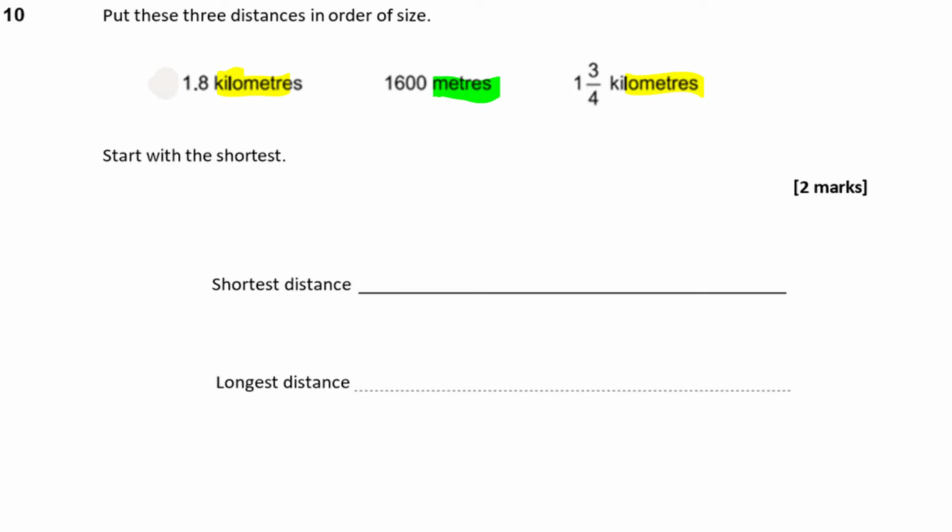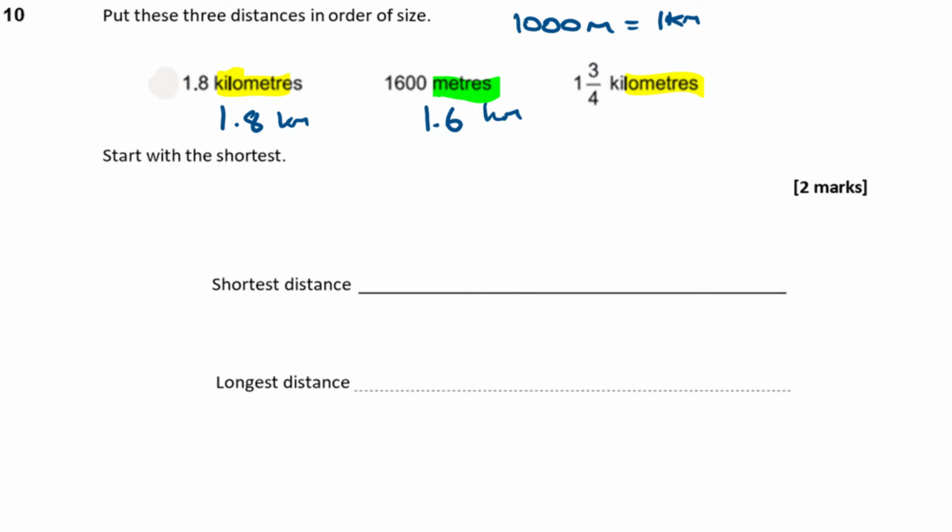Which means I've got to do nothing with the first one. It's already a decimalized kilometer. Now the second one, 1600 meters. Now there are 1000 meters in a kilometer. So dividing that by 1000, I'm going to get 1.6. So that is 1.6 kilometers.